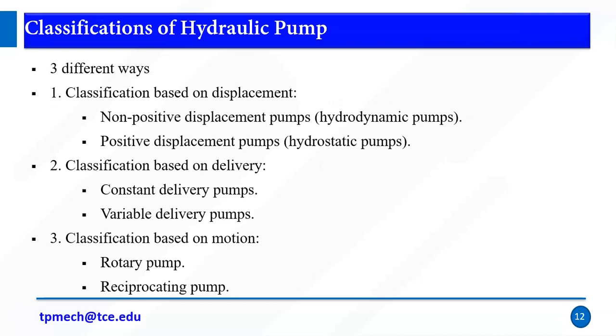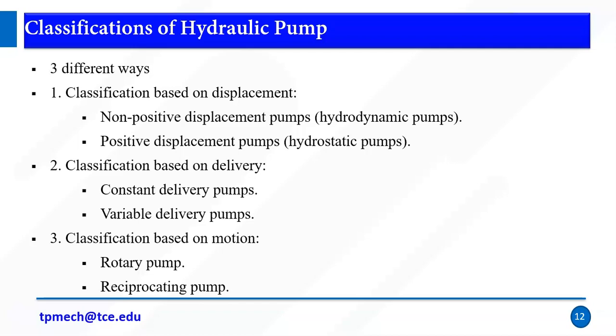So we have three classifications. Based on displacement, we have non-positive displacement pumps or positive displacement pumps. Similarly, based on delivery, we have constant delivery or variable delivery. Based on motion, we have rotary pumps and reciprocating pumps. Okay, the first one is non-positive displacement and positive displacement. This is based on the displacement, right?